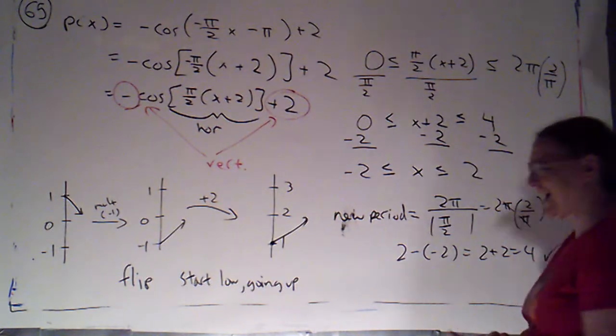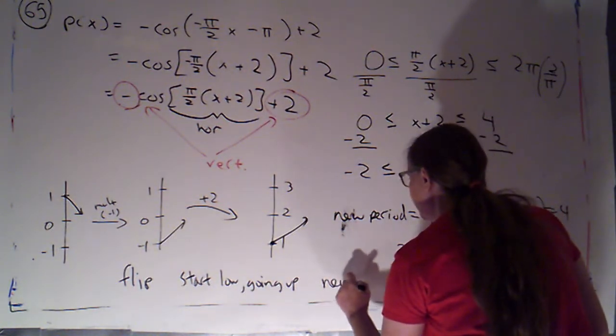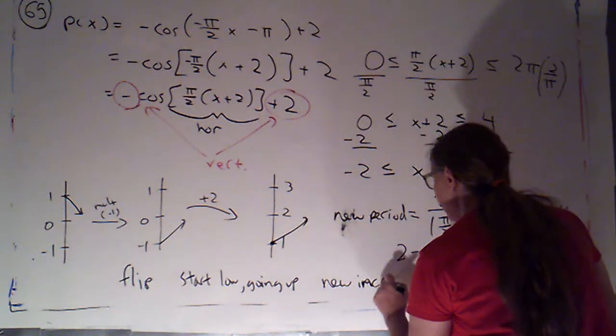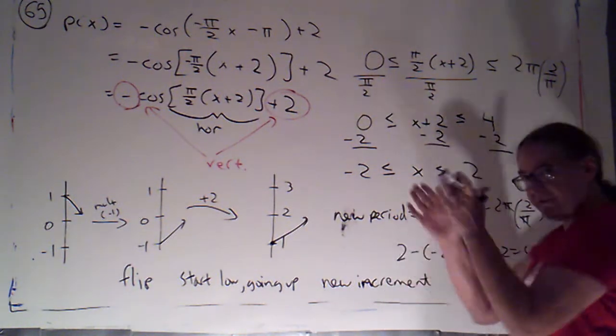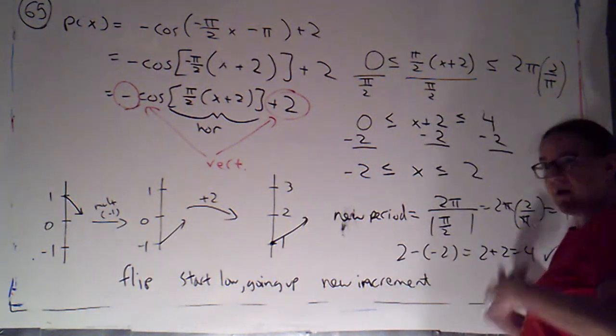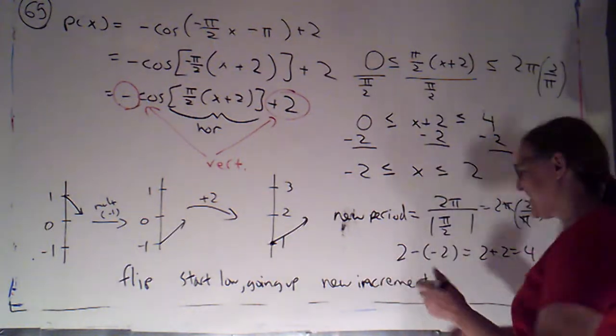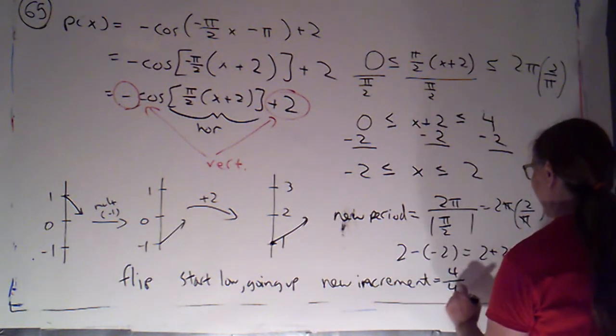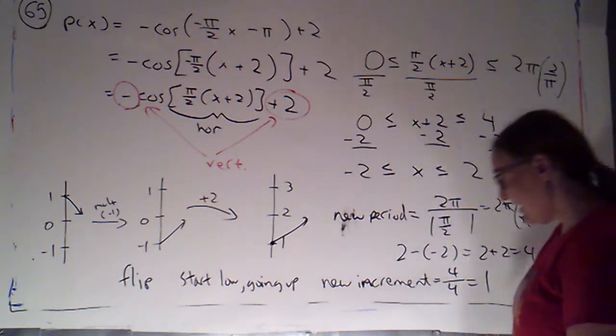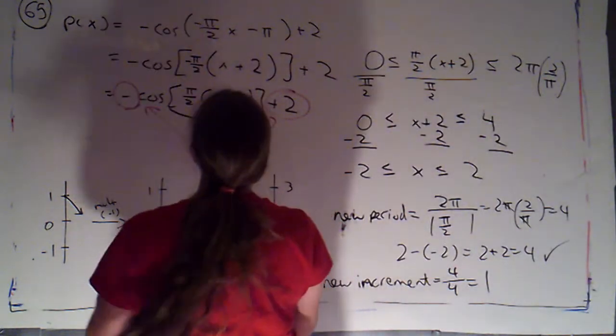Oh, this is nice. That means that the new increment, since we always divide our graph into 4 subsections corresponding initially to the 4 quadrants, is just the period divided by 4, which is 1. Gotta love it.